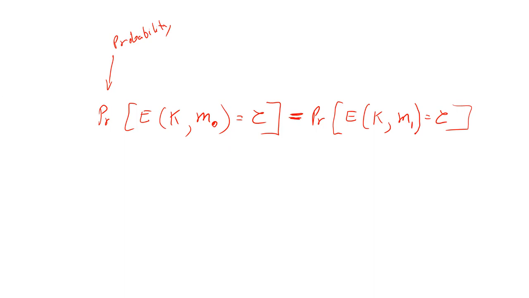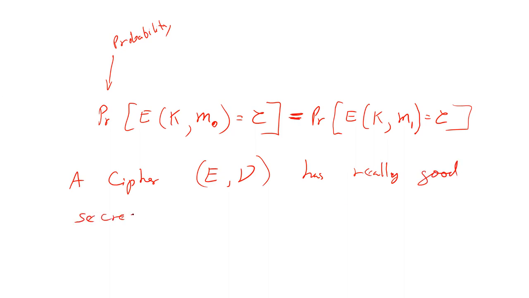Another way of saying this is, by definition, a cipher (E, D) has really good secrecy if the top condition is met. I should have written it backwards. We have to interpret that a little bit to understand it. We have E, we have K, we have M0 and M1, we have the ciphers, and we have Pr, which stands for the probability. As I said, don't try to solve it as an equation for a variable. Instead, try to interpret what it is saying. What do you think that's saying?